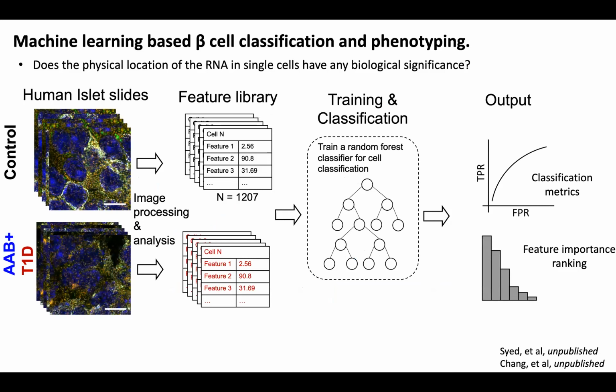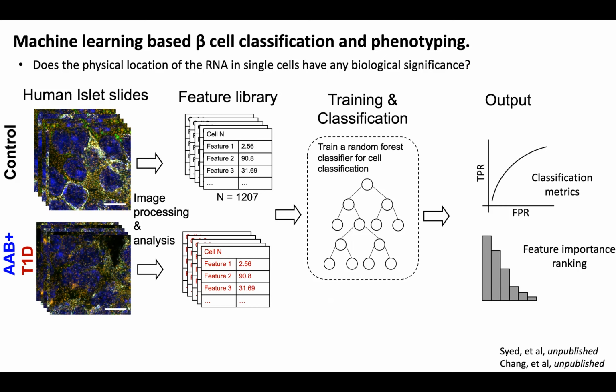By analyzing all the single-cell data that we extracted from the human tissues, we separated the samples into two groups. One is the control, and the other is the type 1 diabetes or AB plus samples. We have about 1,000 cells for the control, and for the type 1 diabetes and AB plus, around 700 and 500.